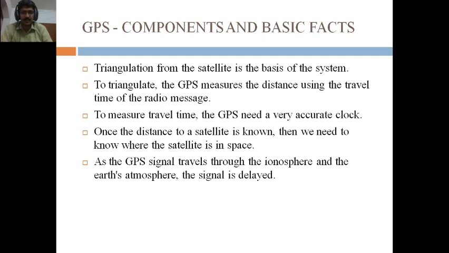Components and basic facts. Triangulation from the satellite is the basis of the system. To triangulate, the GPS measures the distance using the travel time of the radio message. The radio signal is the predominant one in this. To measure travel time, the GPS needs a very accurate clock. Once the distance to a satellite is known, then we need to know where the satellite is in space. As the GPS signal travels through the ionosphere and the Earth's atmosphere, the signal is delayed, right? There is the delay. If it is in proper position, we will get the proper coordinates very fast.